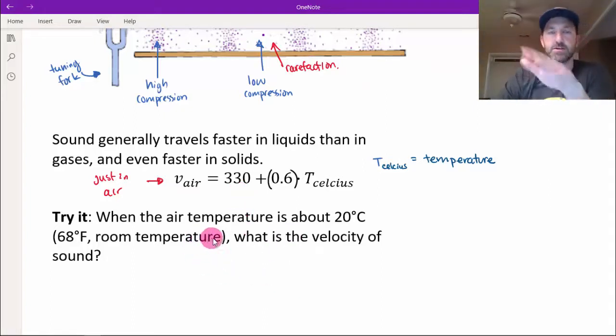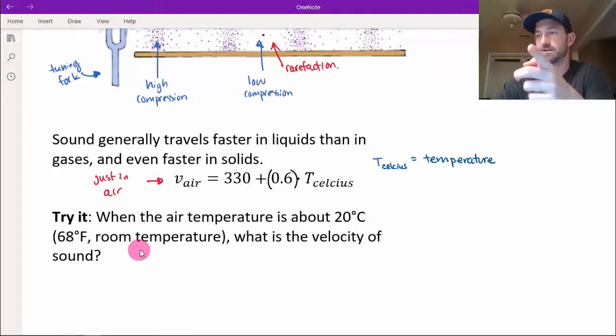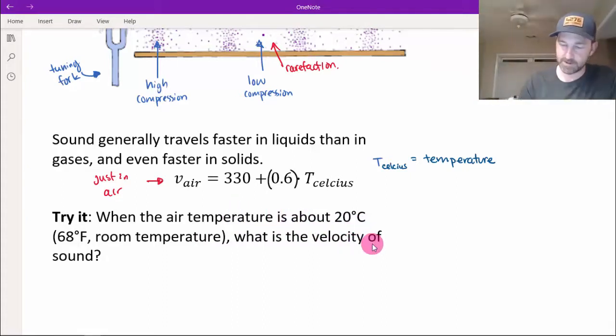So let's go ahead and practice this. Room temperature air is about 68 degrees. That's what you should have your thermostat set to in the wintertime so that it's not getting too warm, not using too much energy. But that's 20 degrees Celsius. So if we're at 20 degrees Celsius, I want to figure out what the velocity of sound in air is. So let's go ahead and use this formula and try it out.